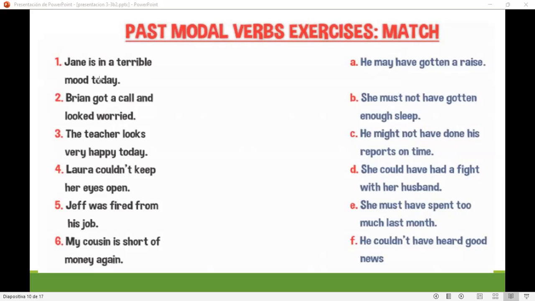I think B. Okay, so you think it's letter B. She mustn't have gotten enough sleep. Yeah, but it's not that one. Letter D. It says she could have had a fight with her husband. Oh yes, it's that one. In this case it is letter D. She could have had a fight with her husband.